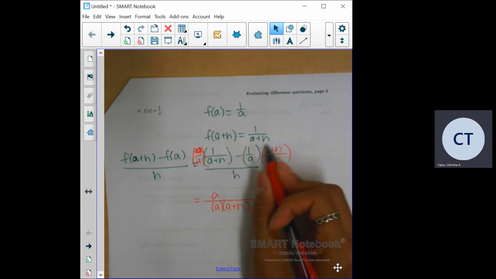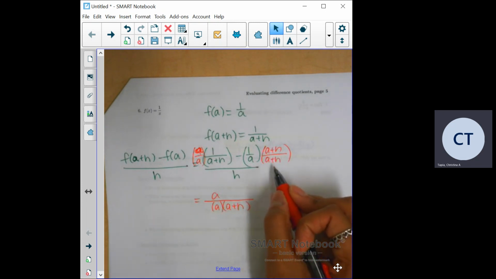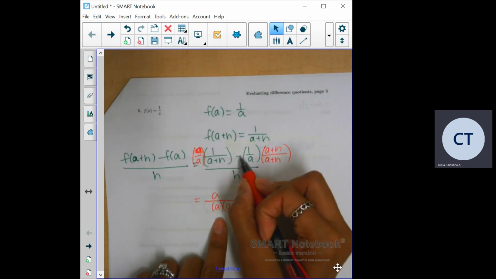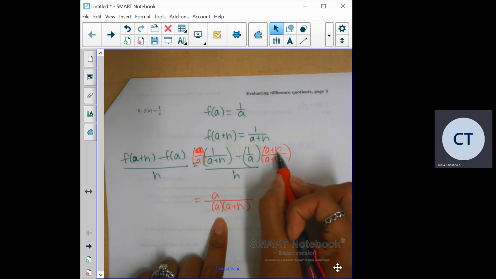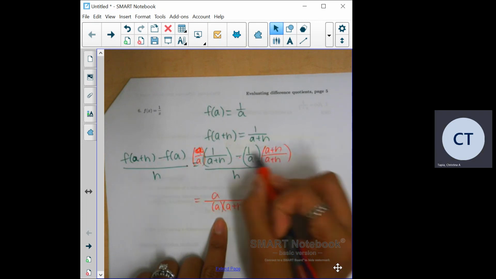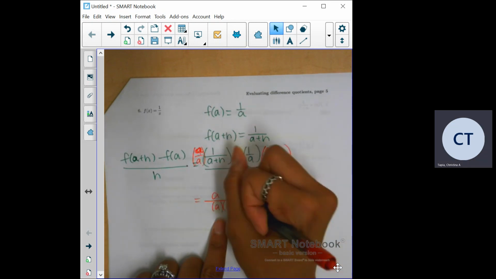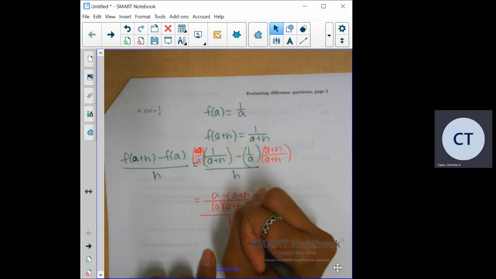When I multiply the second one, isn't this denominator for the second fraction going to also become a times a plus h? Do you guys agree with that? Okay, good. So instead of writing 2 separate fractions, I'm just going to write one big one, and I'm going to do minus 1 times a plus h. When you multiply 1 times a plus h, is that going to change anything? No, 1 times anything is just what you're multiplying. So a plus h. And we're dividing all of this by h.